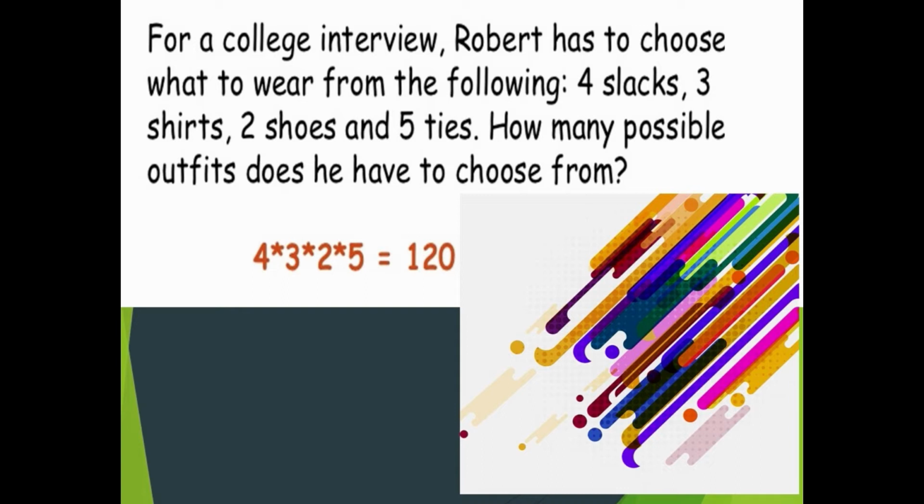The other example is in here. For a college interview, Robert has to choose what to wear from the following. So he has 4 slacks, 3 shirts, 2 shoes, and 5 ties. How many possible outfits does he have to choose from? So we have 4 options for slacks, 3 options for shirts, 2 choices for shoes, 5 choices for ties. So we're just going to multiply 4 times 3 times 2 times 5. 4 times 3 is 12, times 2 is 24, and then 24 times 5 is equivalent to 120. Therefore, we have 120 possible outfits that he can choose from.